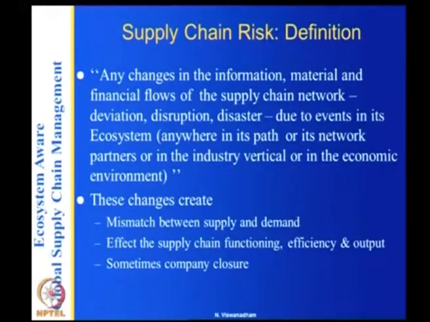So this is where you can see that the three flows in the supply chain, information, material and financial flows, can be affected by a deviation, disruption or disaster from any one of the partners. You can see the number of factors that can create risk in your supply chain, and this can create havoc in your supply chain.